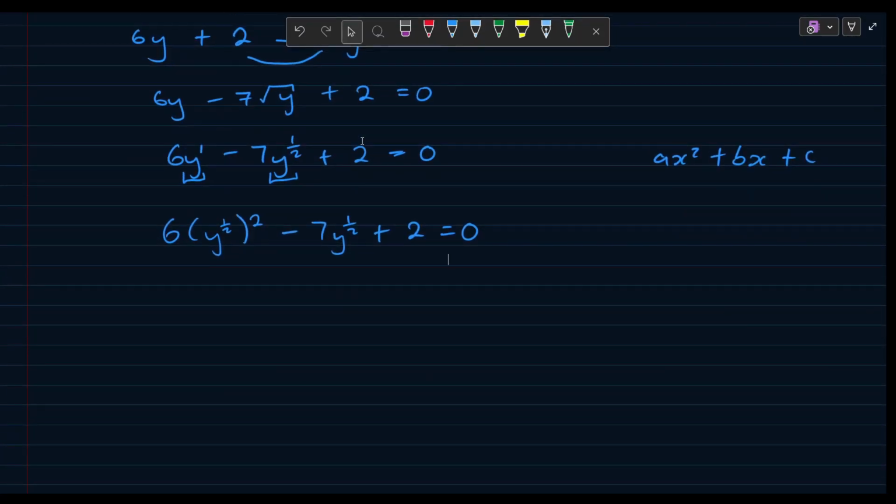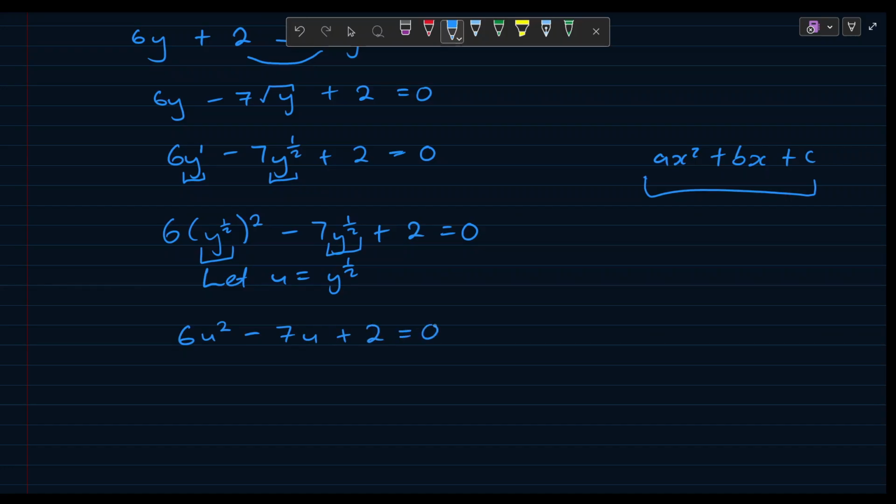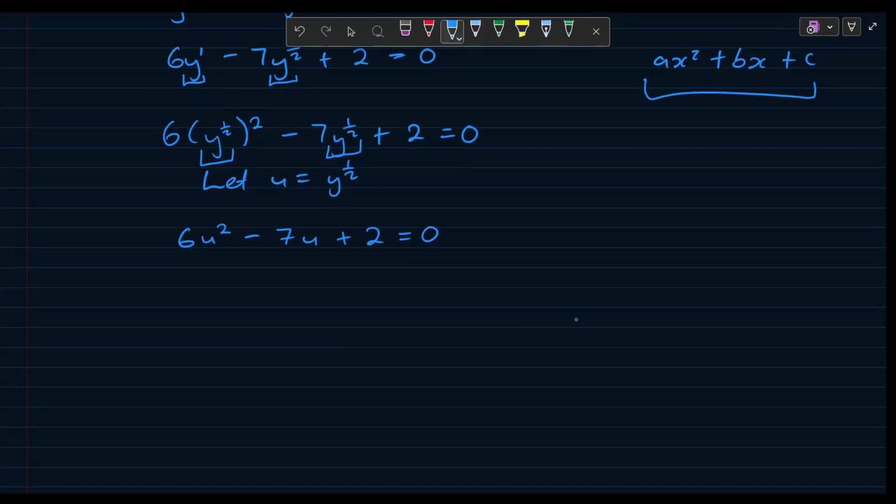Then we're going to use a substitution to really show that this is indeed a quadratic. So let u equal to whatever we have in the bracket, y to the half. Wherever there's a y to the half, you want to replace with u. So this becomes 6u squared minus 7u plus 2 is equal to 0. And this is in fact a quadratic. So let's go ahead and solve our quadratic.